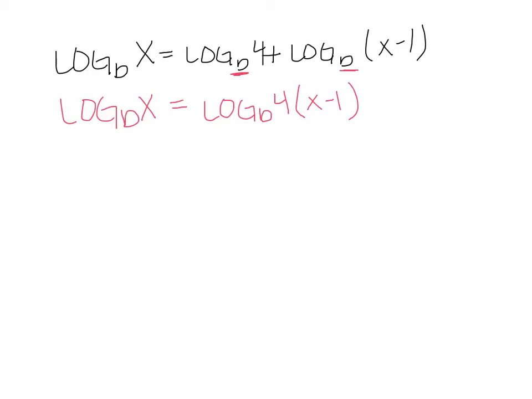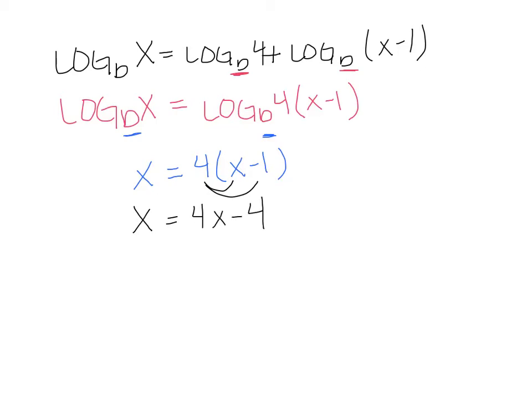Now we have a log equals log. Since these bases are the same, we can use this property that says the argument x equals the other argument, 4 times x minus 1. Now it's just a matter of using that algebra that we've been doing for ages. So we get x equals 4x minus 4. Move 4 over to the other side, so we get negative 3x equals negative 4. Divide both sides, and we get x equals 4/3.